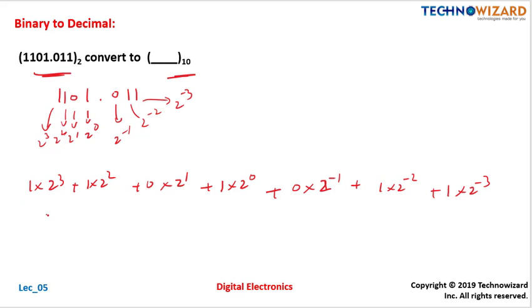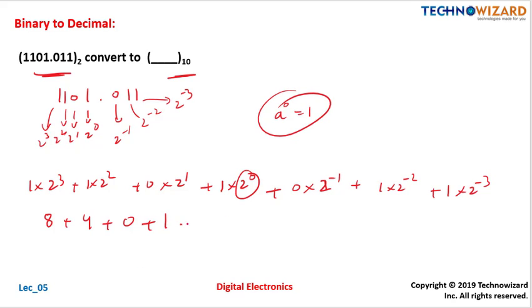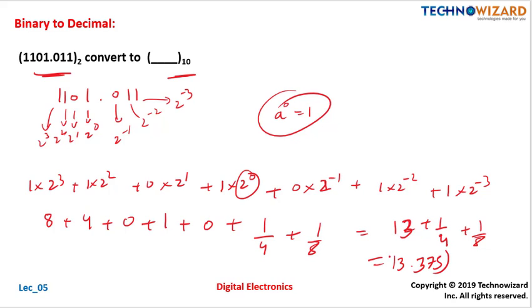So 1 into 2 to the power 3 is 8, this will be 4, and 0 multiplied by anything is 0. 2 to the power 0 is always 1, please remember. So this will be 1, plus 0, plus 1 by 4, plus 1 by 8. On solving this, 8 plus 4 plus 1 is 13, so 13 plus 1 by 4 plus 1 by 8. From here you will get 13.375 as the decimal number.